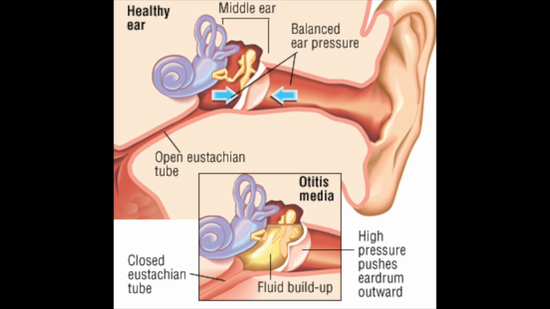As you can see in the healthy ear, there is balanced ear pressure and an open eustachian tube. In an infected ear, there is a buildup of fluid behind the eardrum. High pressure will push the eardrum forward. There is also a closed eustachian tube. The eustachian tube connects the middle ear to the back of the throat. It also controls pressure in the middle ear.